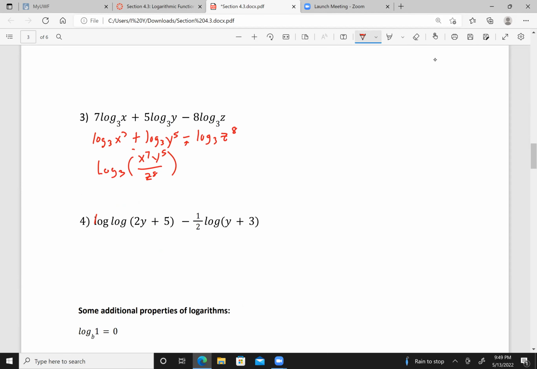Here, I believe this is a typo. So here, I can't really do anything with this right now. Here we have minus log of y plus 3 to the 1/2, which we can say square root, right? So here I have the log of 2y plus 5 over the square root of y plus 3.